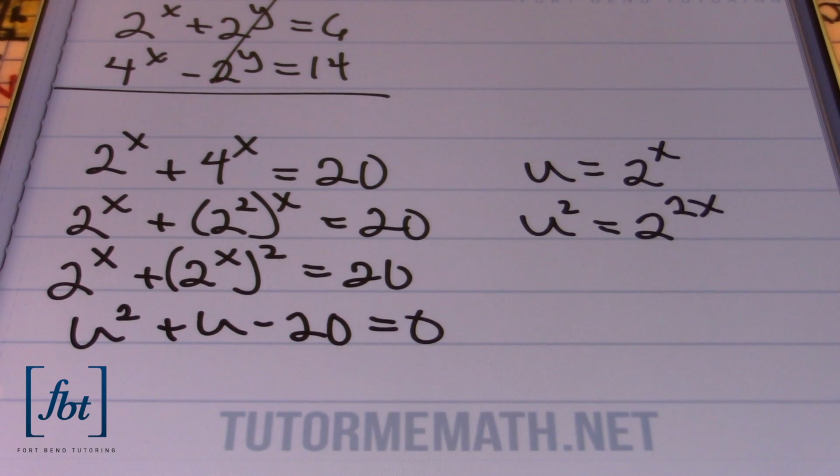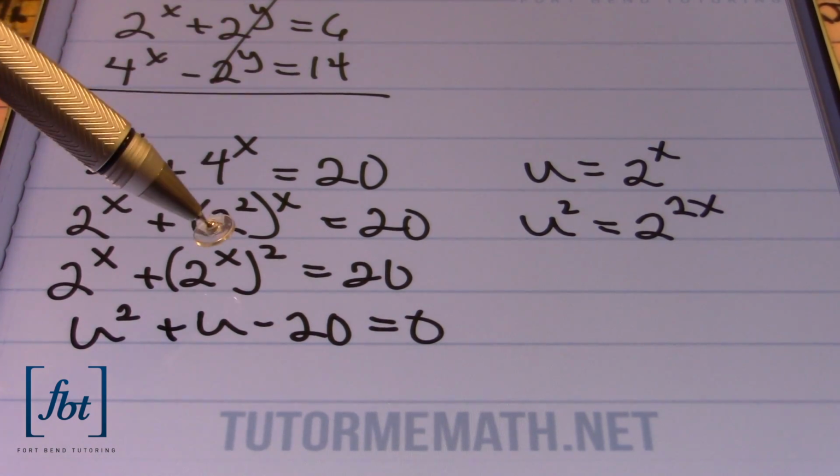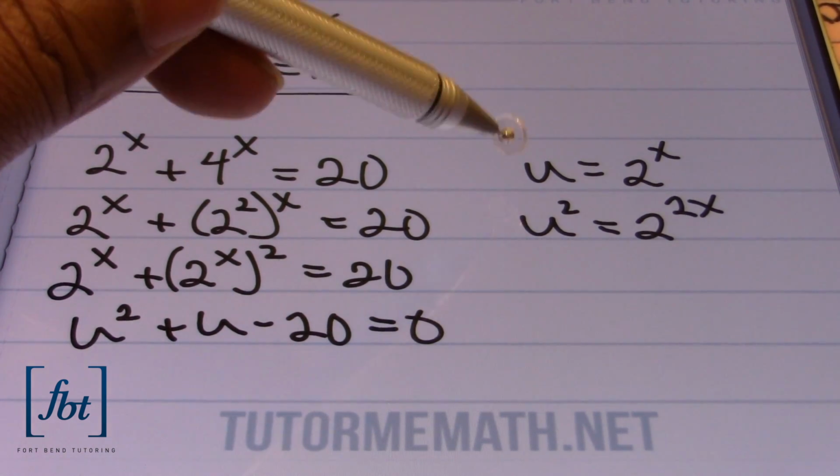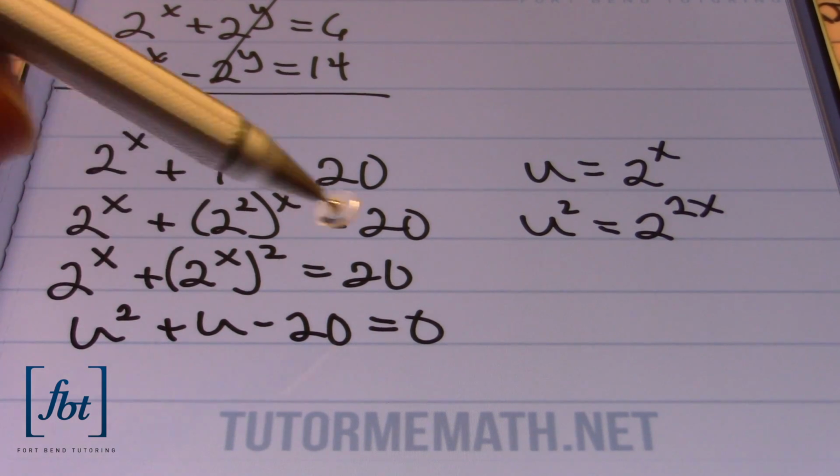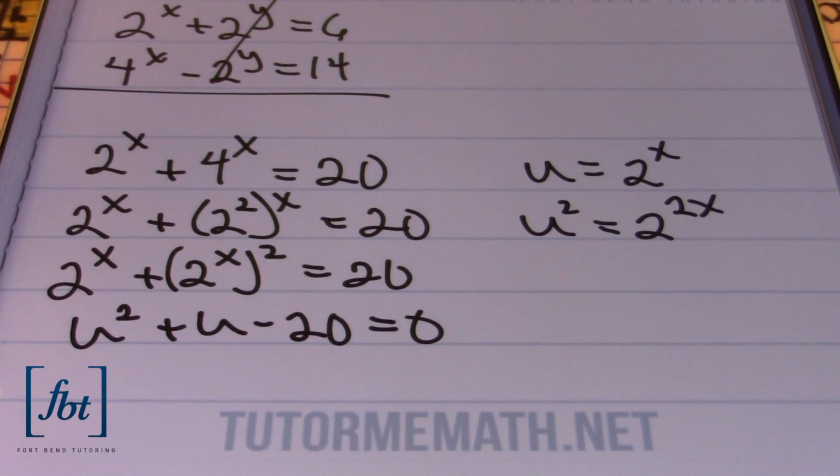So all I did here was simply replace that 2 to the x with the u substitution that I have there. I rearranged it. I went ahead and subtracted 20 from both sides, guys. You know I did that to set the equation equal to 0. That's where we're at now.